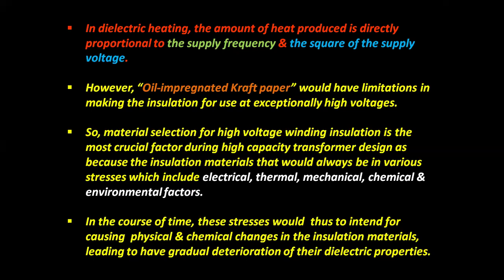Mainly ultra high voltages. So, material selection for high voltage winding insulation is the most crucial factor during high capacity transformer design, because the insulation materials are always under various stresses, which include electrical, thermal, mechanical, chemical, and environmental factors. In the course of time, these stresses cause physical and chemical changes in the insulation materials, leading to gradual deterioration of their dielectric properties.